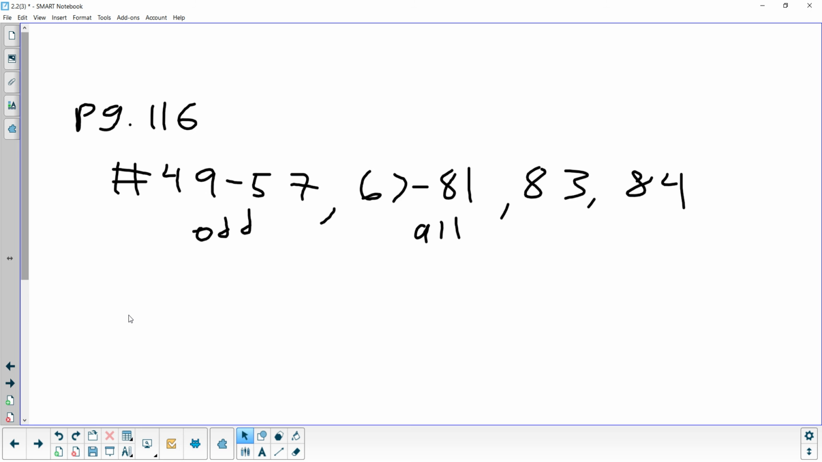So that's the homework for tonight on 116. 67 to 81, those all require a calculator. Okay, they're the ones we just did. So these are all ones you type in on a calculator. 83 and 84, I think those are the unit circle trig problems that are on a bigger circle. So you have to find R. And 49 to 57, that's what we did in the first part of the class.